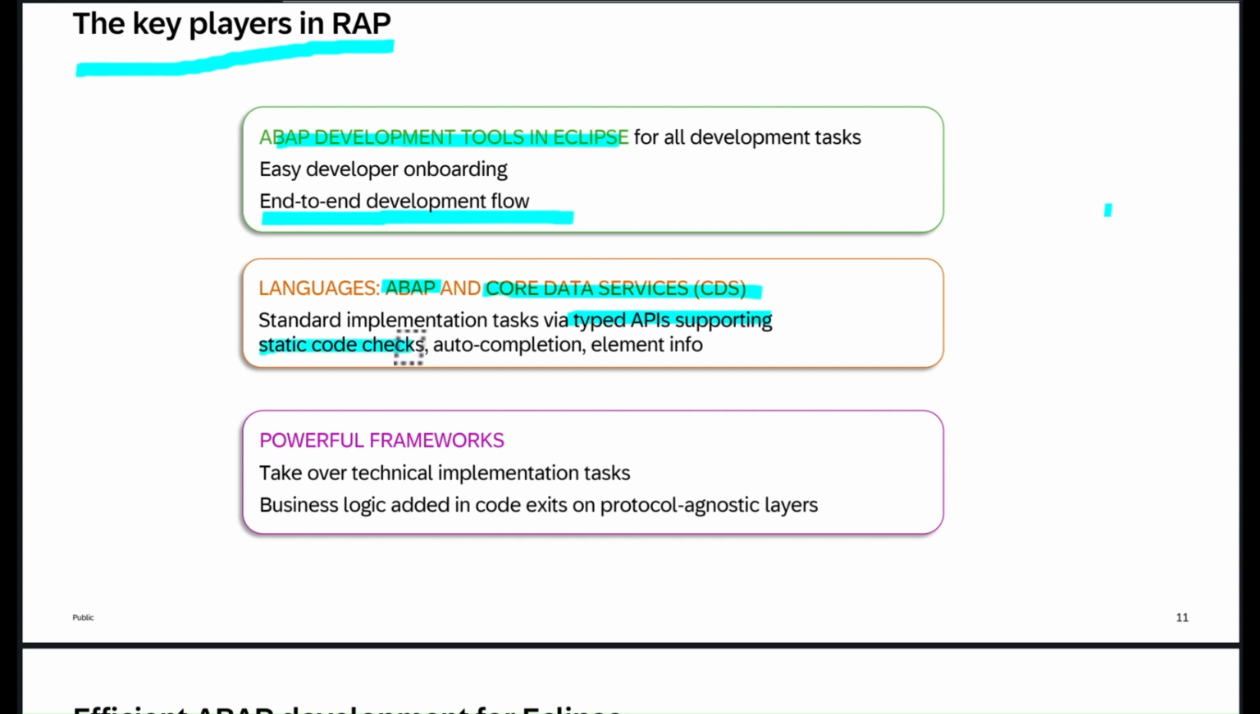Also static code checks, as I mentioned, give you immediate feedback through a syntax error. Auto completion we know very well, right? The system itself tells you what the next possible word is. And element info is something like, if you want to find out the data type or metadata about a column, you can easily find it out here. This is a very powerful framework.